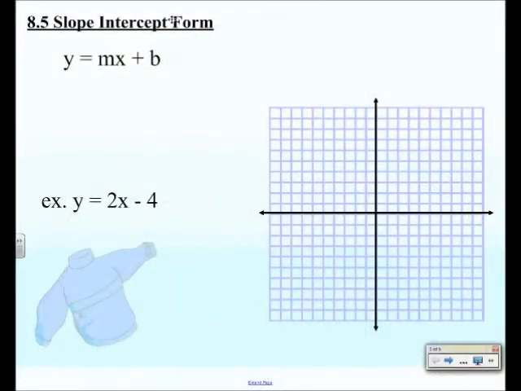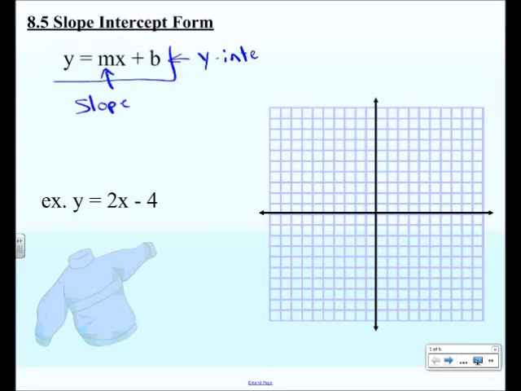Okay, 8.5, slope intercept form. We'll run through this real quick. We talked a little bit the other day about slope intercept form, and we introduced this way of writing an equation that is called slope intercept form. Now, in our last lesson, we talked about this letter m. We said that stands for slope, and we real quickly touched on b as being our y-intercept.